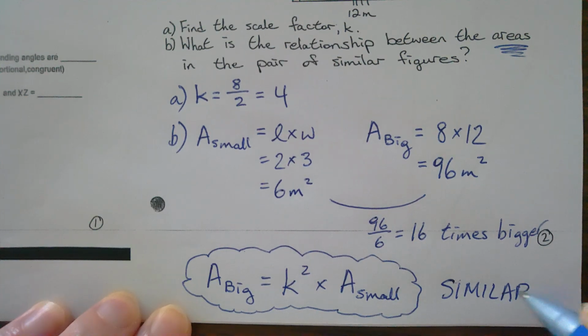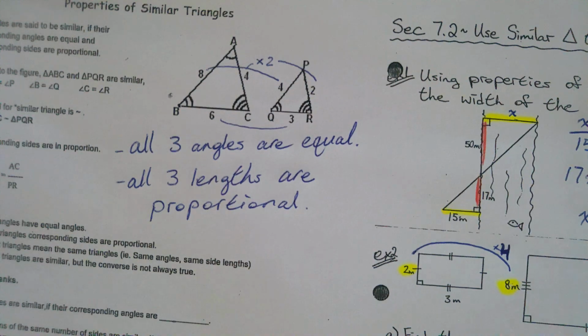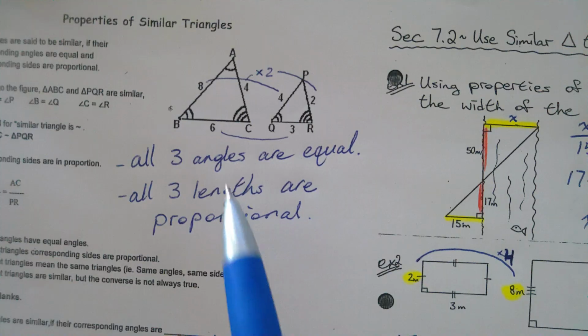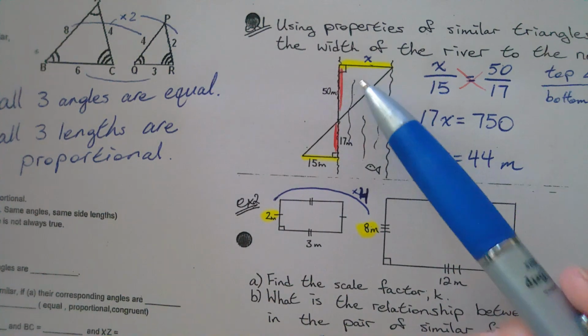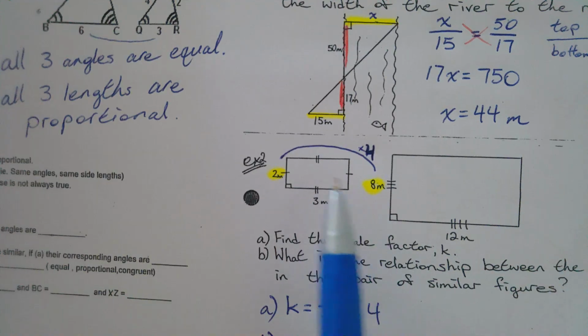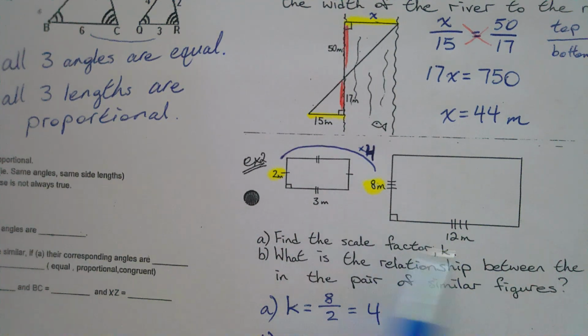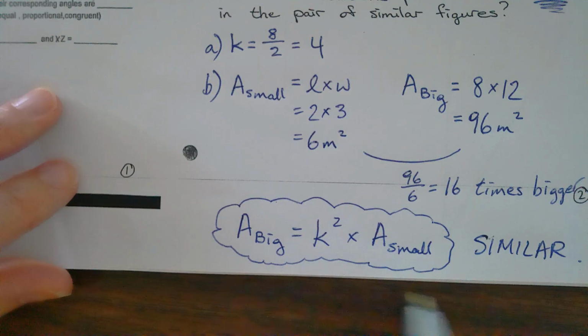So remember at the beginning, the very first thing I said with the lesson, these are the conditions for it to be similar. So that's why in this case we were able to compare these 2 triangles, and this one we were able to compare these 2 rectangles, because all the angles are the same, right? And all the sides are proportional. As long as that is satisfied, we can use this formula for the area.